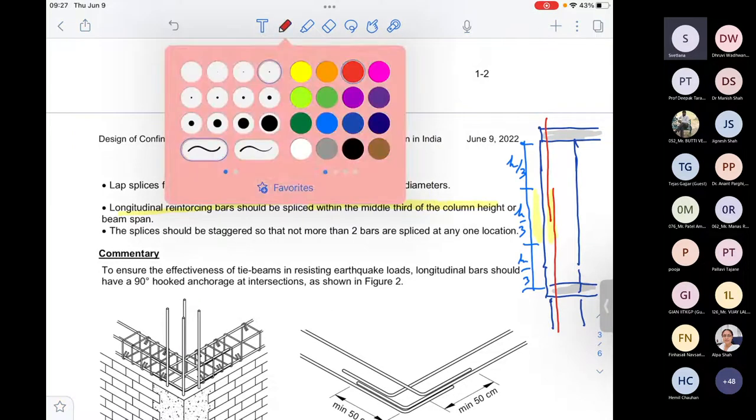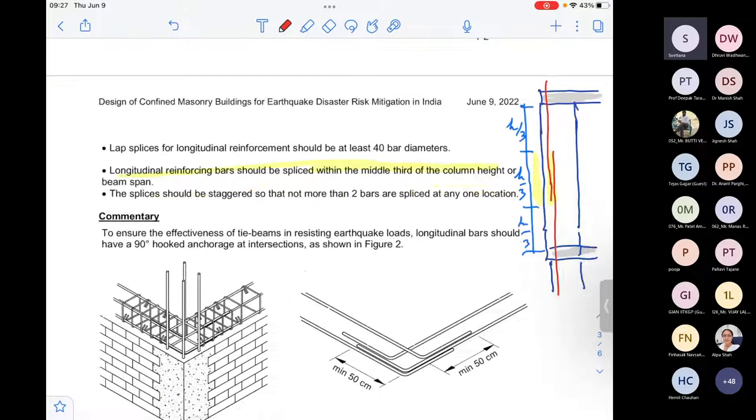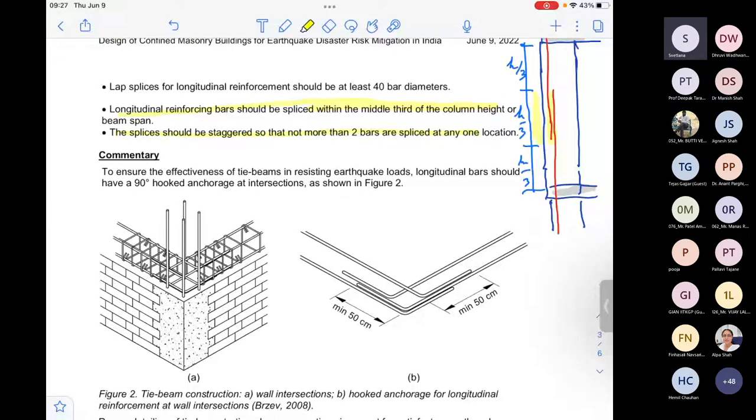So this is to prevent splicing at the bottom, just above the floor height. The splices should be staggered, so not more than two bars are spliced at any one location. So some requirements are also there. A longitudinal bar here, a 90 degree hooked anchorage for longitudinal bars at the corners. So that is what was mentioned before. So 90 degree hooked anchorage at intersections.